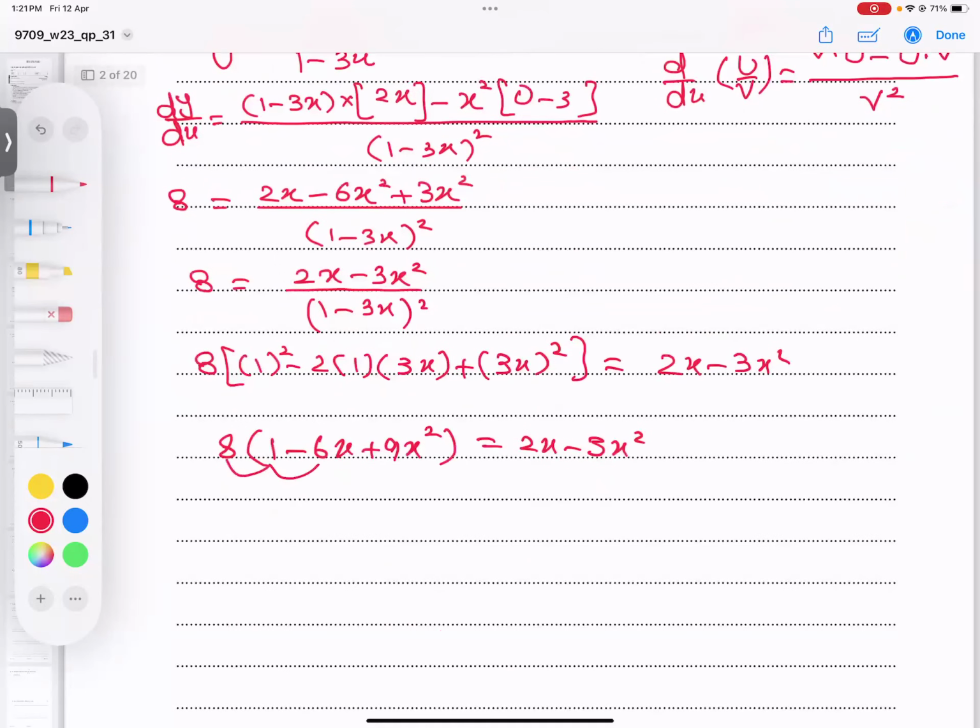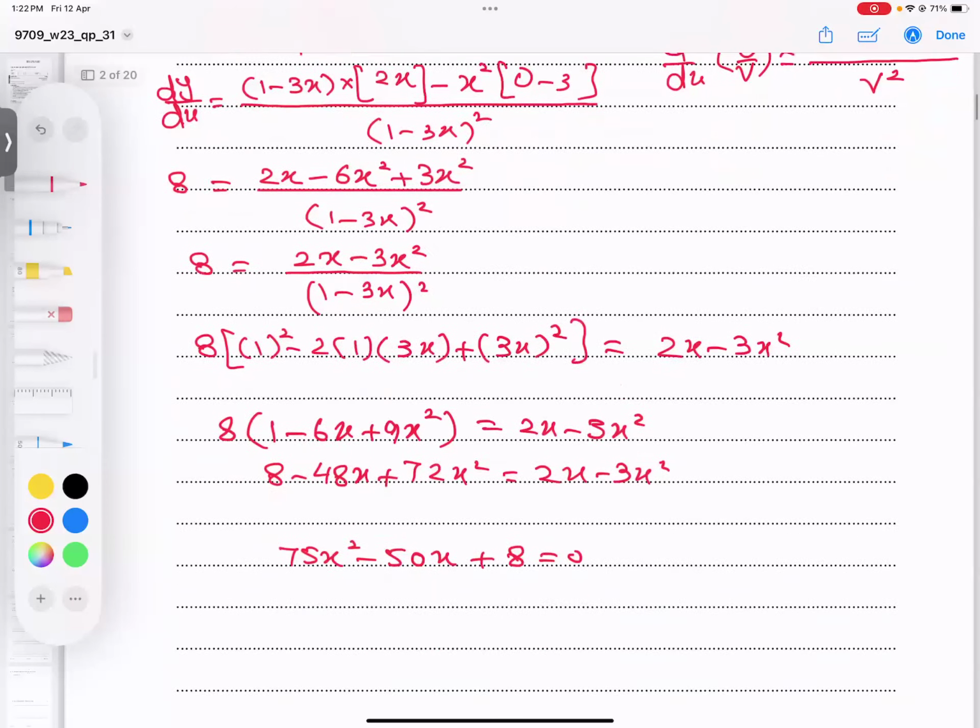So 8 multiplies inside with the individual values. 8 ones are 8, 8 sixes are 48x, 8 nines are 72x to power 2. After this, equal to 2x minus 3x to power 2. So these 3, I'll bring here because of x squared, so 3 will add, we will get 75x to power 2. And this will come to this side, and this is again negative 50x, and plus 8 I have already. Okay, I think this part is clear.